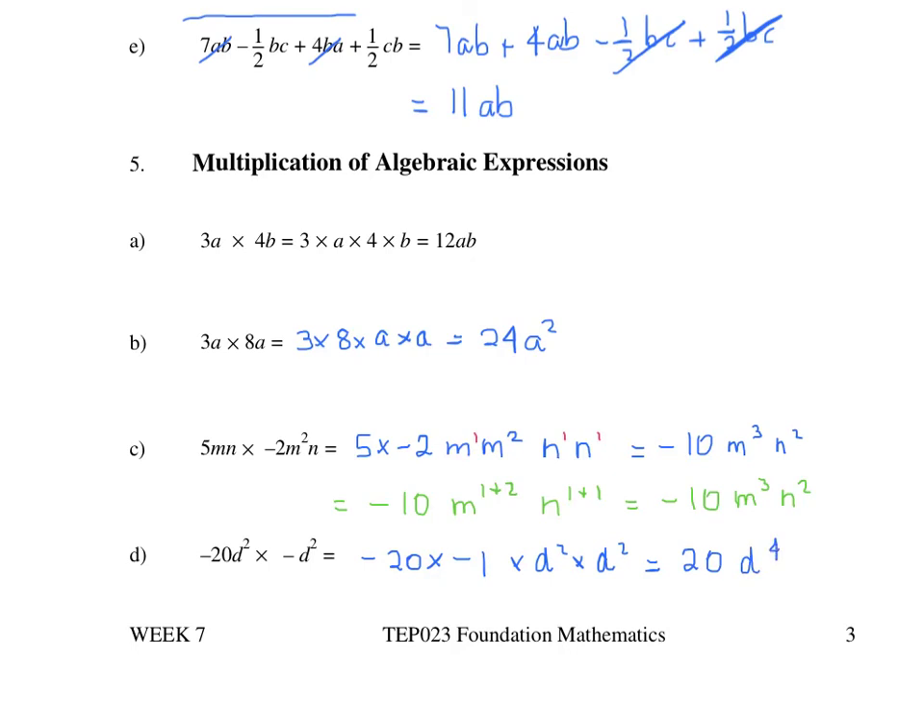Or if we wanted to use our index law for multiplication of powers, it would be 20 d to the power 2 plus 2. It's 2 plus 2, and 2 plus 2 is 4, so it's 20 d to the power 4.